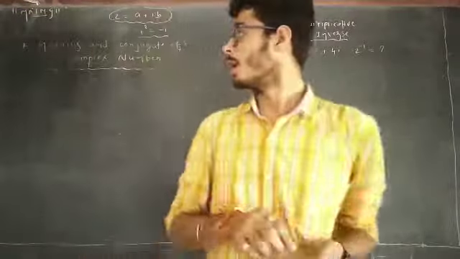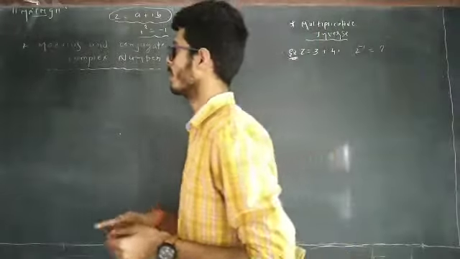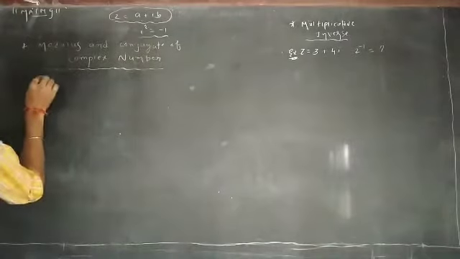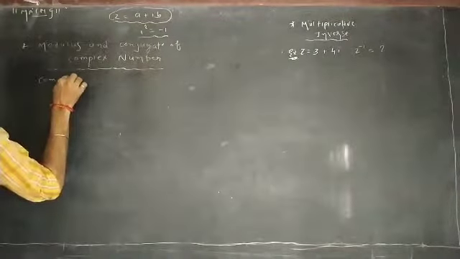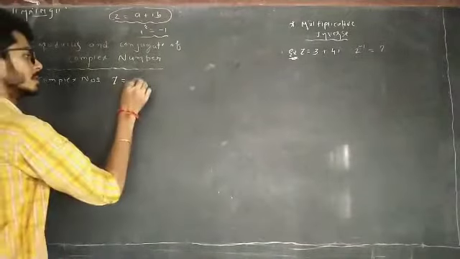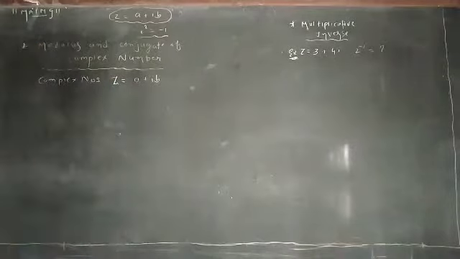Next topic is modulus and conjugate of a complex number. So first of all, we take the letters in general for a complex number. Let us take z. z is equal to a plus ib.